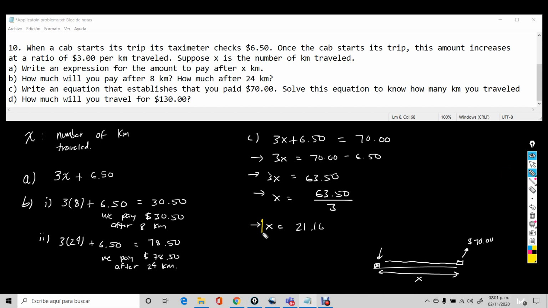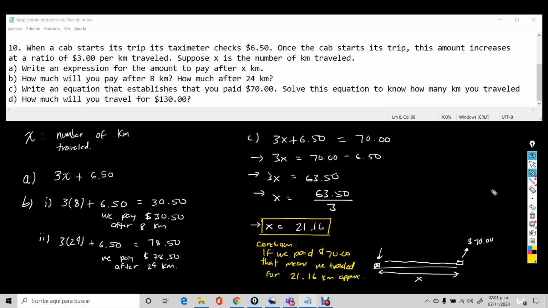Now, how can I conclude this little task? Well, conclusion. If we pay $70, that means we traveled for 21.16 kilometers approximately. Okay, and this is a proper conclusion, and I'm done.